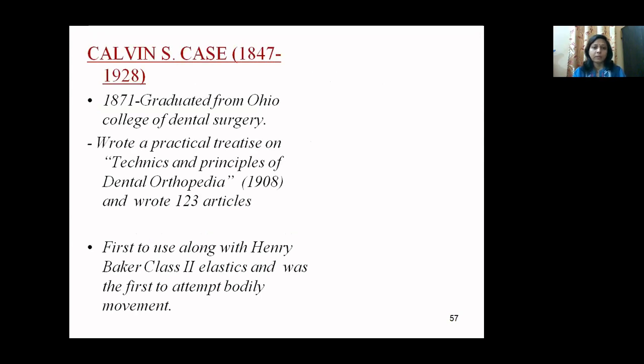Later on, Kelvin Case, who graduated from the Ohio College of Dental Surgery, wrote a practical treatise on techniques and principles of dental orthopedia and wrote 123 articles about this. He was forced to use Henry Baker's class 2 elastics and was the first to attempt bodily movement.